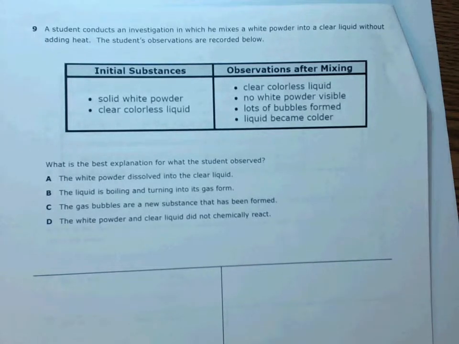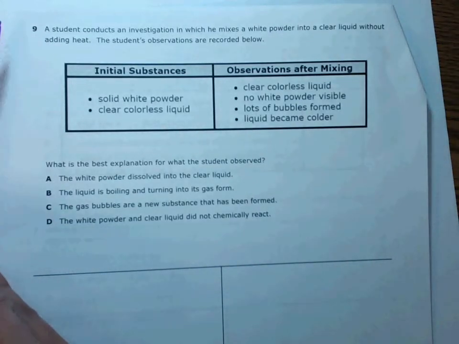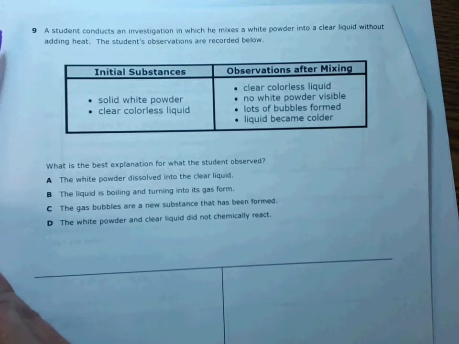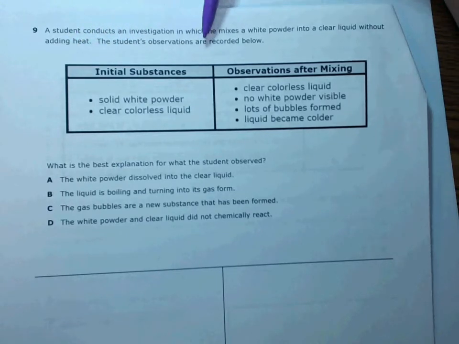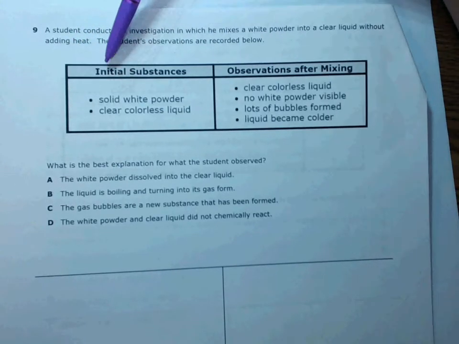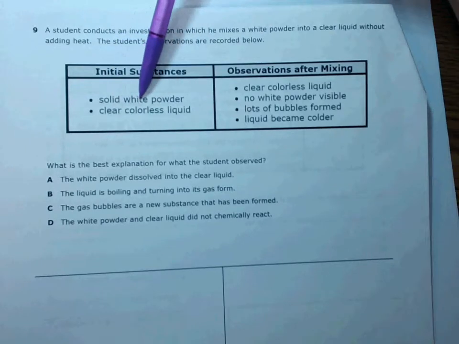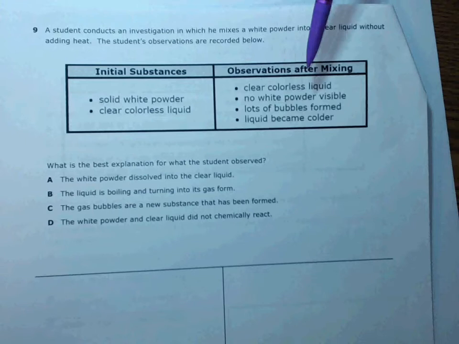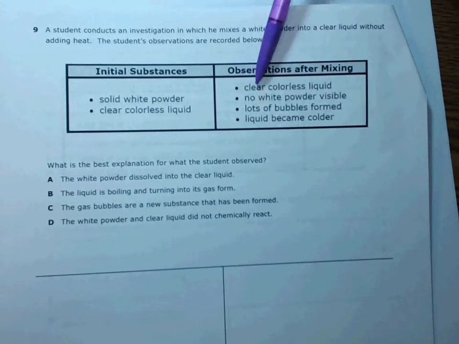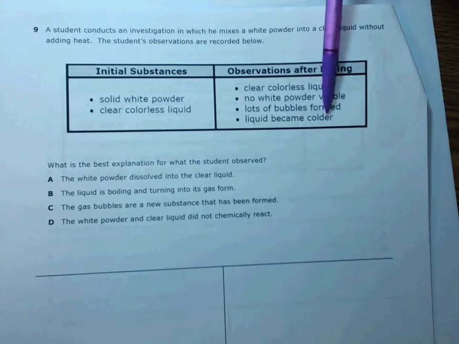Number 9. A student conducts an investigation in which he mixes a white powder into a clear liquid without adding heat. The student's observations are recorded below. Initial substance: solid white powder, clear colorless liquid. Observations after mixing: clear colorless liquid, no white powder visible, lots of bubbles formed, liquid became colder.